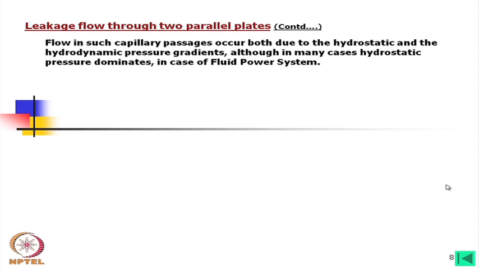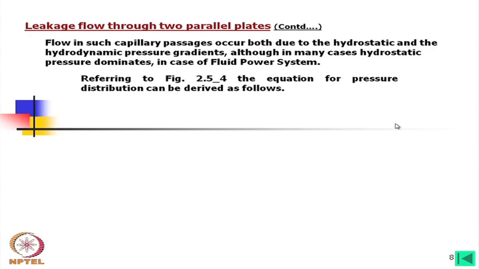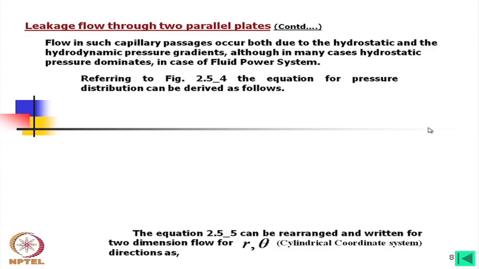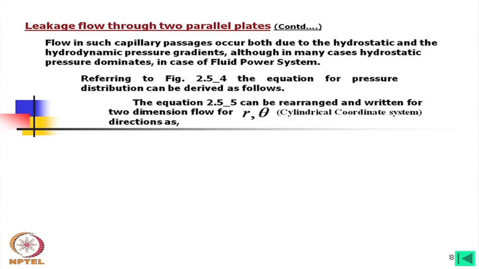Flow in such capillary passages occurs both due to hydrostatic and hydrodynamic pressure gradients, although in many cases hydrostatic pressure dominates in fluid power systems. I have explained this a little, but usually in hydrostatic machines, on many occasions you will find that in the capillary passage, on one side there is high pressure and on the other side there is low pressure. For example, the case we have considered is also like that. So, referring to the earlier figure which I have shown, the equation of pressure distribution can be derived as follows.